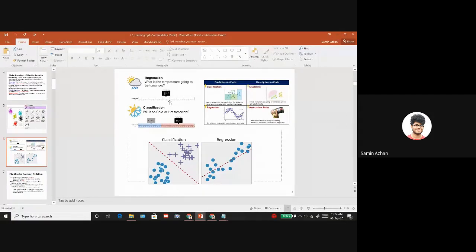But in classification, you would have to classify your data into multiple groups. So in classification, you won't be asking what will be the temperature tomorrow. You will be asking, will it be cold or will it be hot tomorrow? So your data has to be organized, and it also has to fall under different classes.